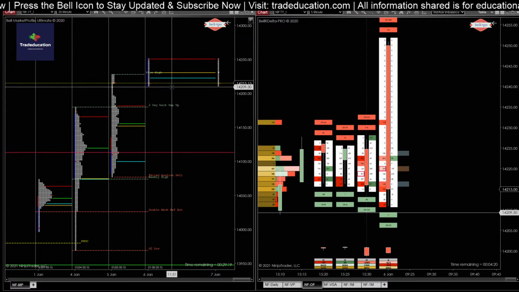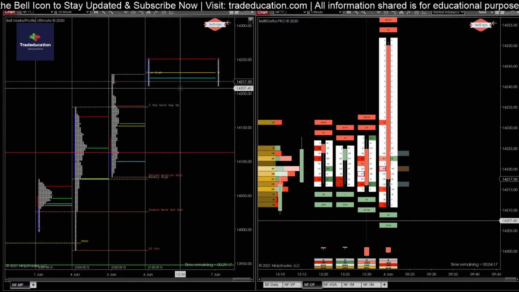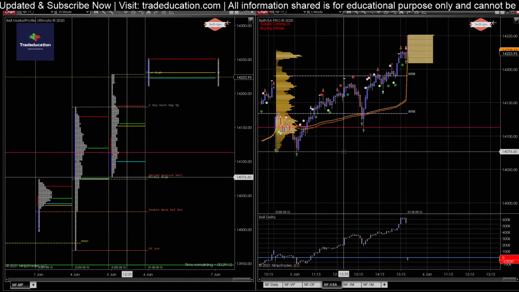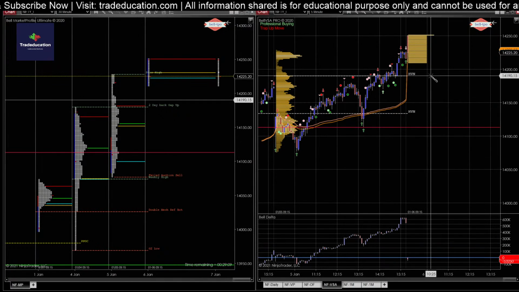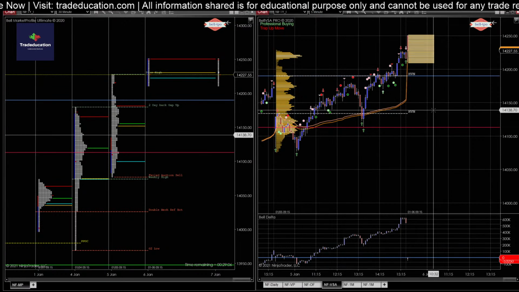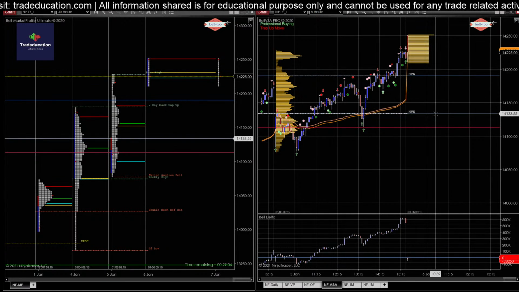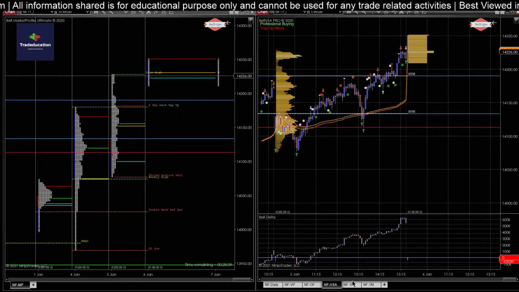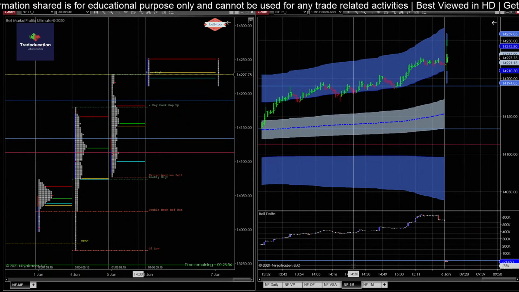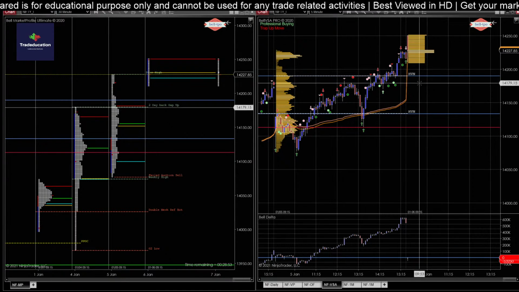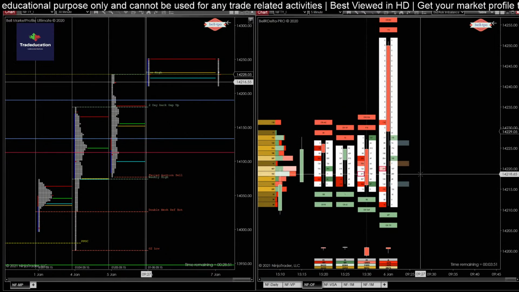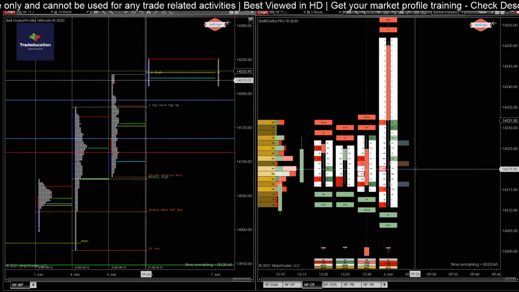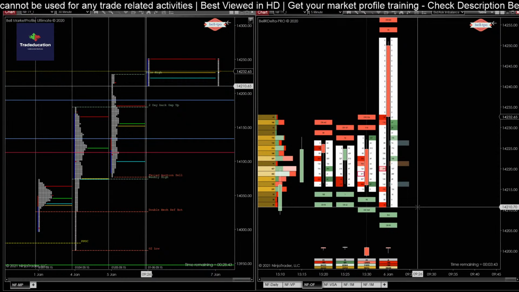Okay, so now we have cleared the single print, entered it, and seen some sort of rejection. I'll also mark the HVN. So this is one HVN, and we also have one more HVN. So these two levels I'll be observing. Overall delta is negative. Okay, so we are seeing acceptance above VWAP. That's fine. Some choppy action is still going on. Let it be.